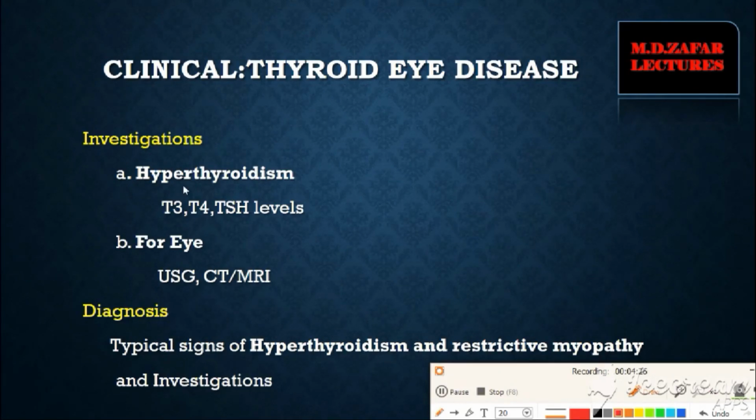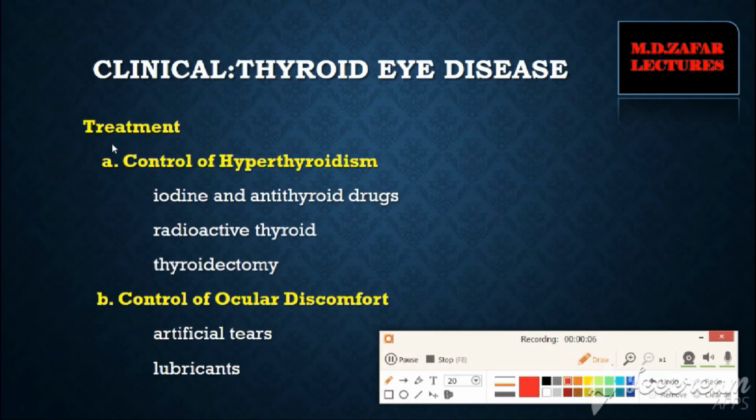Now, the investigations would be to identify hyperthyroidism, which includes T3, T4, and TSH levels. For the eye, we have ultrasound, CT scan, and MRI. Furthermore, the diagnosis will be made on the features of hyperthyroidism and restrictive myopathy, and the specific investigations to identify hyperthyroidism. Now, lastly, we will talk about the treatment.